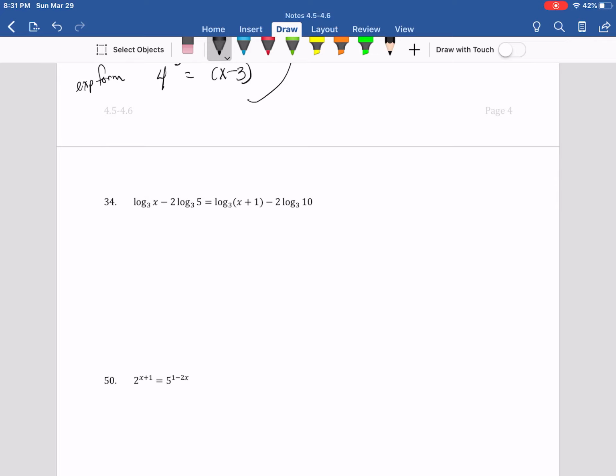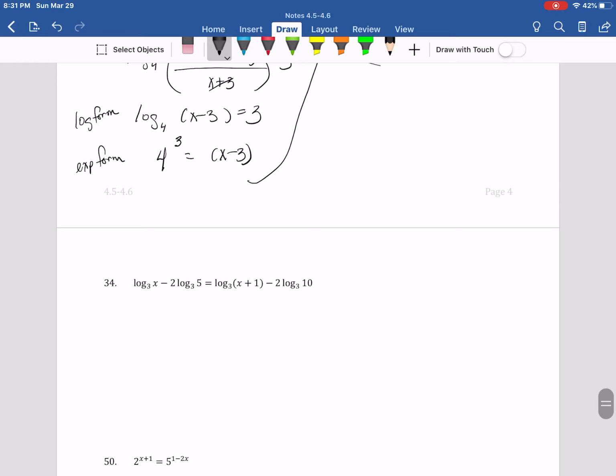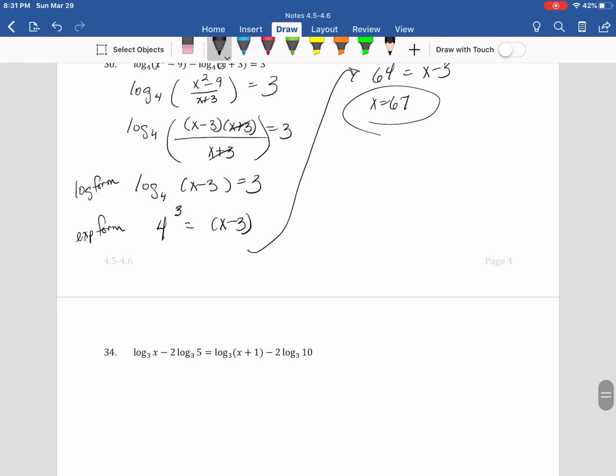For exercise 34, we are solving this log equation. You know what? I'm actually going to pause here and take a break and then make a new video for the last page.